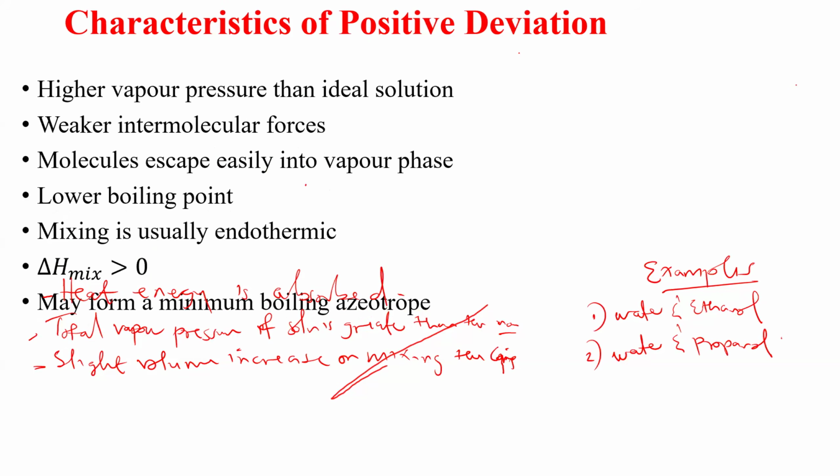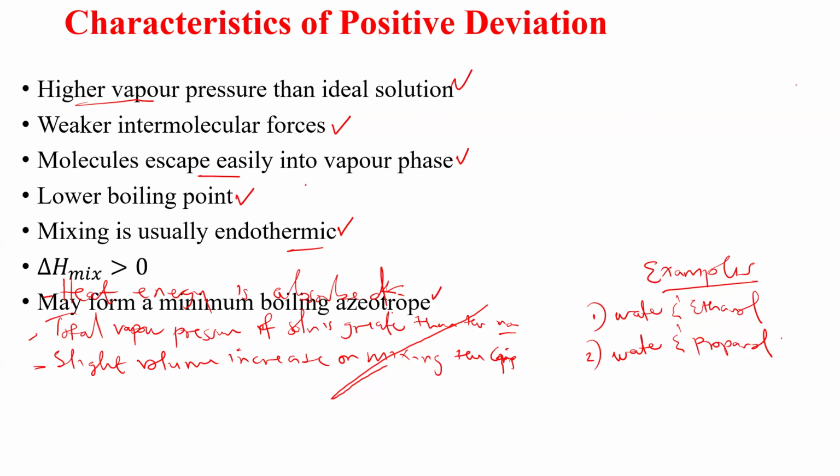So we see that some of the characteristics, like you have already shared with us, are: there is higher vapor pressure than the ideal solution. Number two, there are weaker intermolecular forces. Number three, molecules escape easily into the vapor phase. Then a lower boiling point. Then mixing is usually endothermic, like someone told us that heat is absorbed. Then they may form a minimum boiling azeotrope.